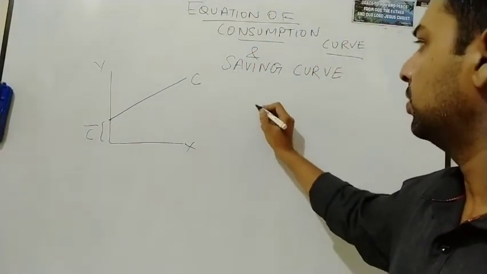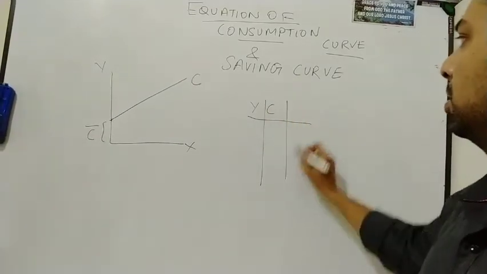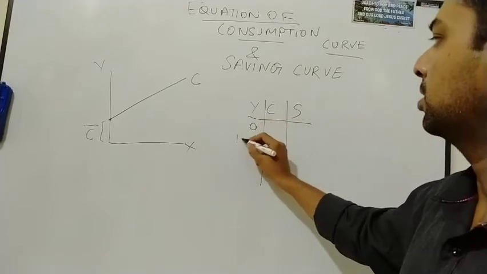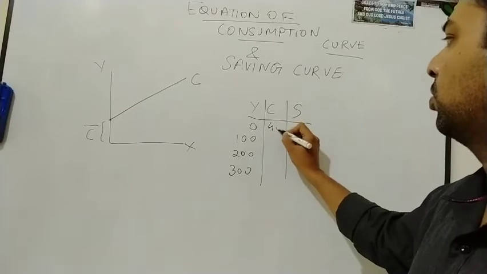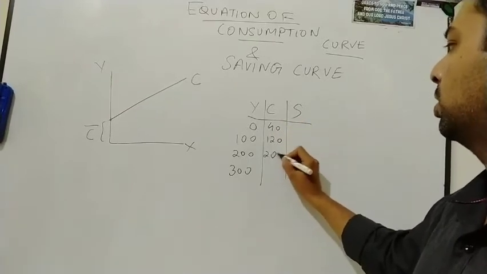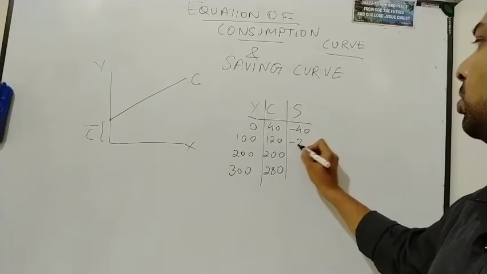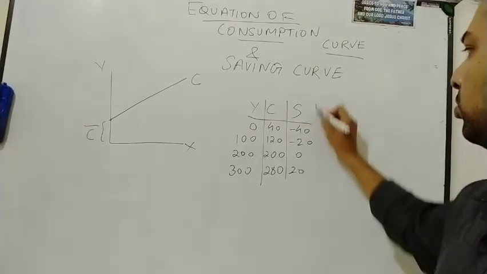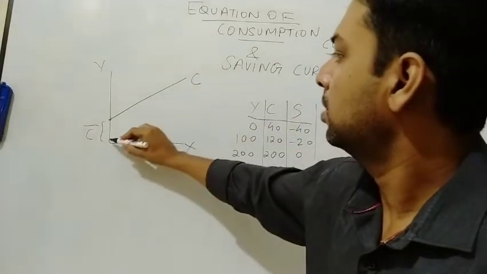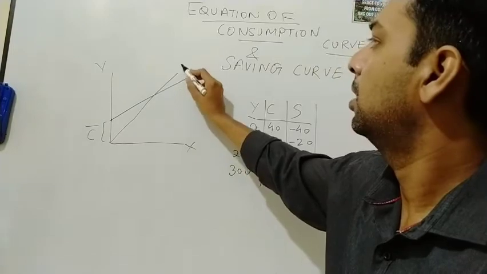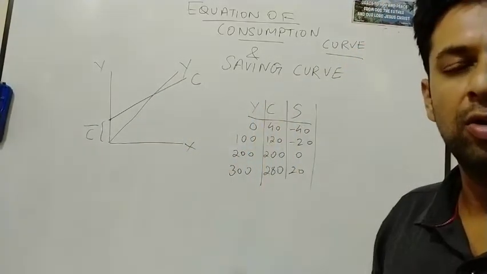So from here we can find out, like here you can say Y, C, S. I'm writing the same schedule again. This was 40, this was 120, I think this was 200, this was 280. This will be minus 40, minus 20, 0 and 20. Very quickly we should draw this. Now what will be Y? We know that Y is a 45-degree line. So the curve is positive in relation to Y.